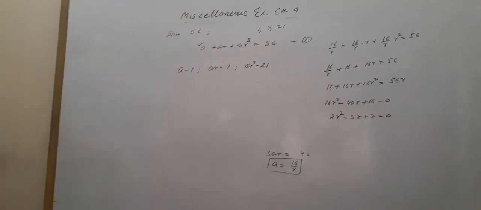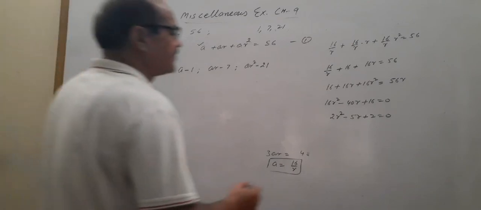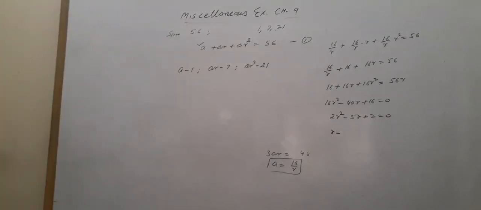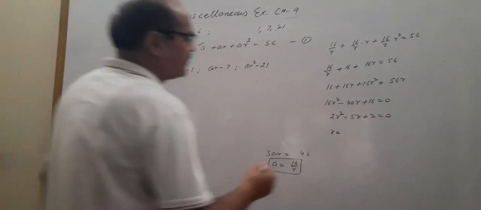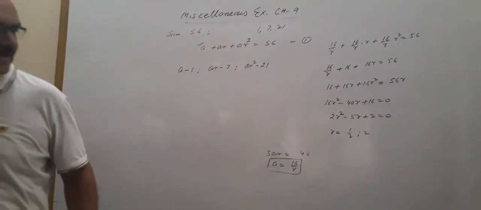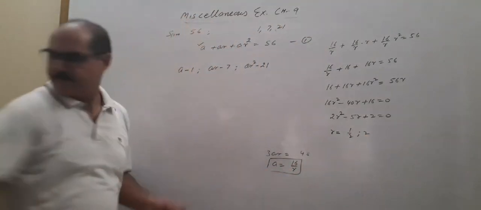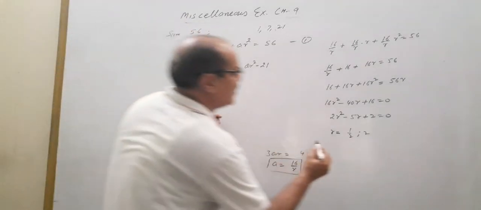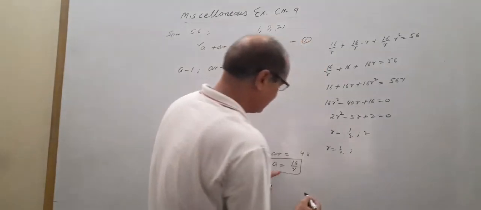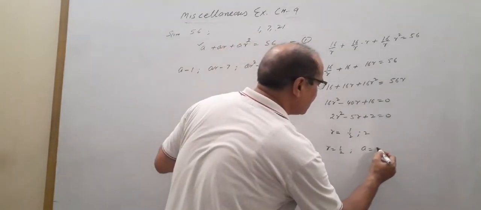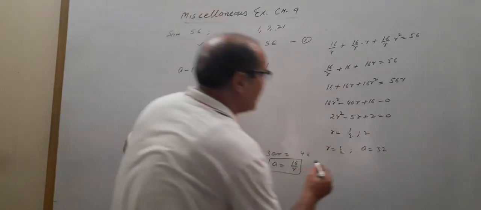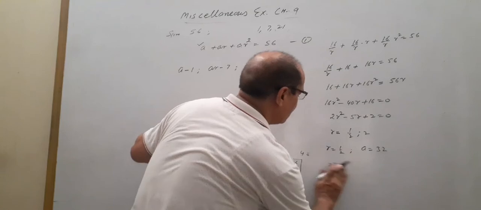2R square minus 5R plus 2, make the factors. To write the factors of this, we get the values of R, that is 1 by 2 and 2. The values of R will be 1 by 2 and 2. You can write this factor. Now after getting R is equal to 1 by 2, what is A? This A becomes 32. Okay, R is 1 by 2, A is 32, so I am writing here the numbers.